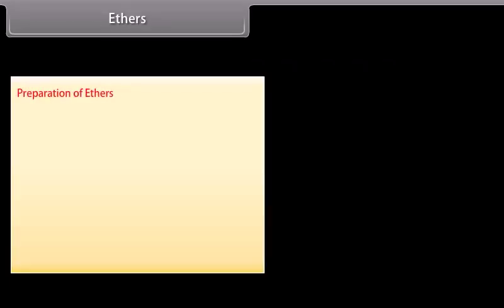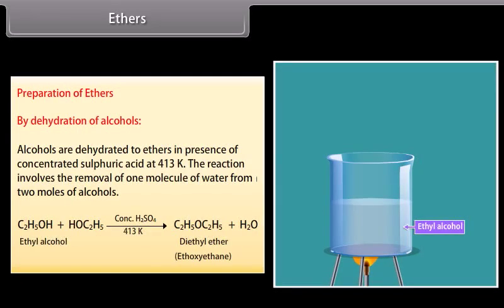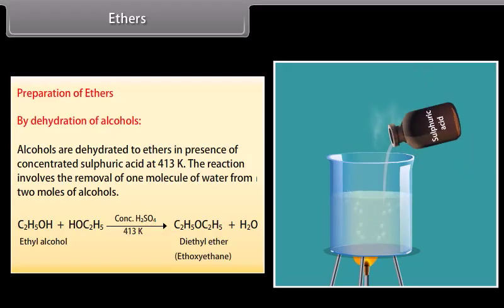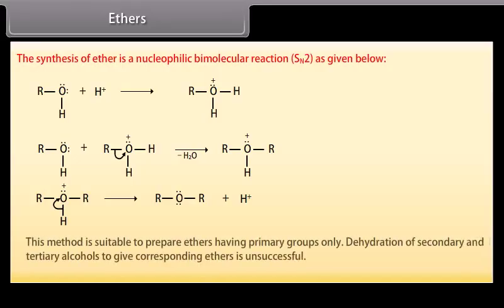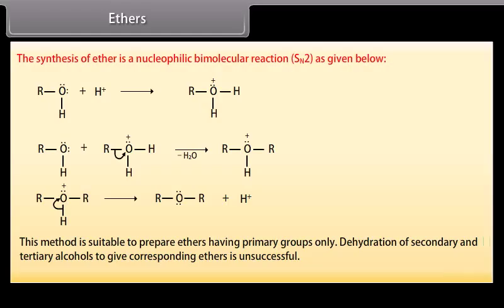Ethers. Preparation of ethers. By dehydration of alcohols. Alcohols are dehydrated to ethers in presence of concentrated sulfuric acid at 413 Kelvin. The reaction involves the removal of one molecule of water from 2 moles of alcohols. The synthesis of ether is a nucleophilic bimolecular reaction as given below. This method is suitable to prepare ethers having primary groups only. Dehydration of secondary and tertiary alcohols to give corresponding ethers is unsuccessful.